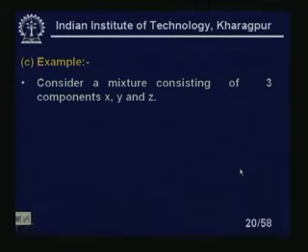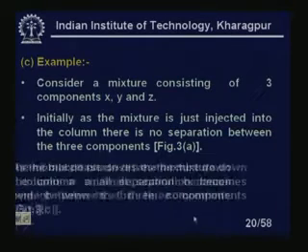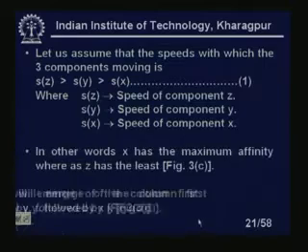Now, for an example, we consider a mixture of components X, Y, Z. Three gases are there, three components: X, Y, Z. Initially, as the mixture is just injected into the column, there is no separation between the three components. Let us see, otherwise it is very difficult.